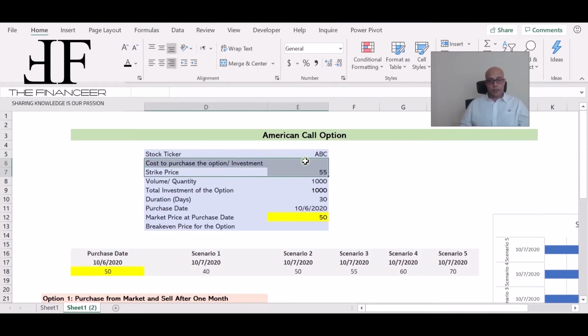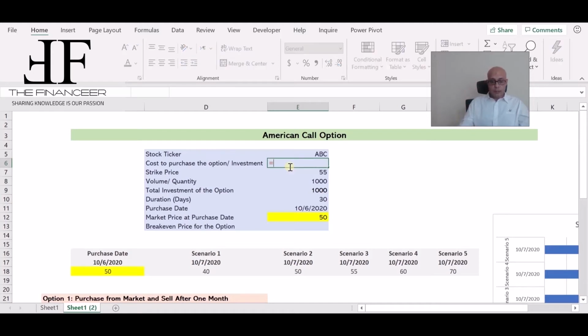The strike price is $55 and the quantity is 1,000 shares, and the total investment of this option is $1,000. So if the total investment of this option is $1,000 and the option is for 1,000 shares, the cost to acquire one share is simply dividing the $1,000, which is the investment, by the 1,000 shares that we have. So this will be the cost to acquire the option contract for one share only.